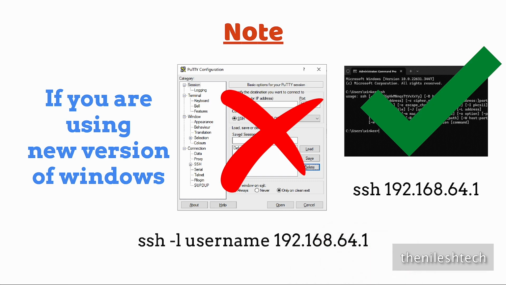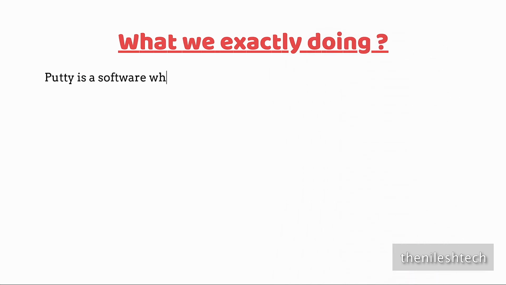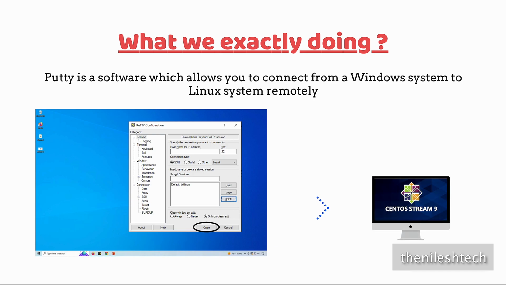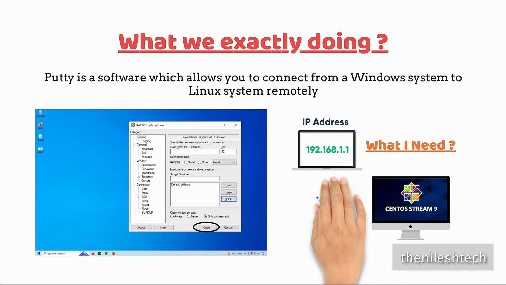Alright, the first method we will use is to connect to a Linux machine using the Putty. So what we are exactly doing, we are going to open up our Putty software on our Windows machine and we are going to connect it to our Linux machine. Now of course, in order to connect, what do I need? I need the IP address of this Linux machine, so I could plug it in here.